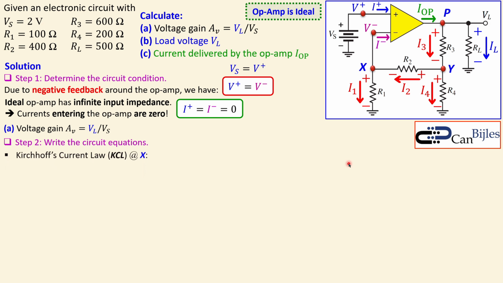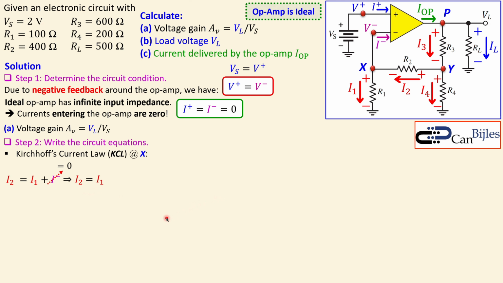Now I will set up the current equations, actually, for each node. In this case, I will use Kirchhoff's current law. So KCL at node X means the following. I2 will split into I1 and I minus. That's shown here, but we know from the ideal condition of the op-amp that I minus will be 0. So we can say I2 is just I1.